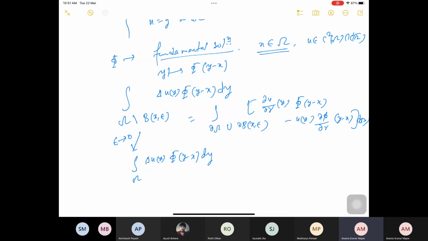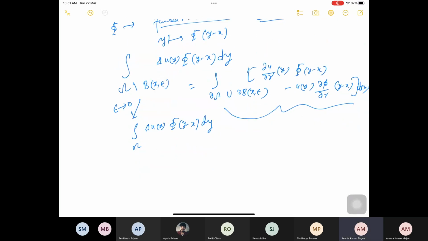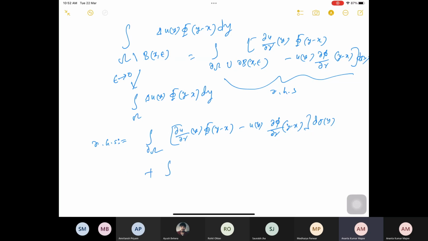Now I have this right hand side. This RHS I can write down as the integral over del omega of dou u dou nu of y Φ of y minus x minus u of y dou Φ dou nu of y minus x, d sigma y, and then plus, because it is the union of that boundary, the integral over dou B of x and epsilon of dou u dou nu of y Φ of y minus x minus u of y dou Φ dou nu of y minus x, d sigma y.